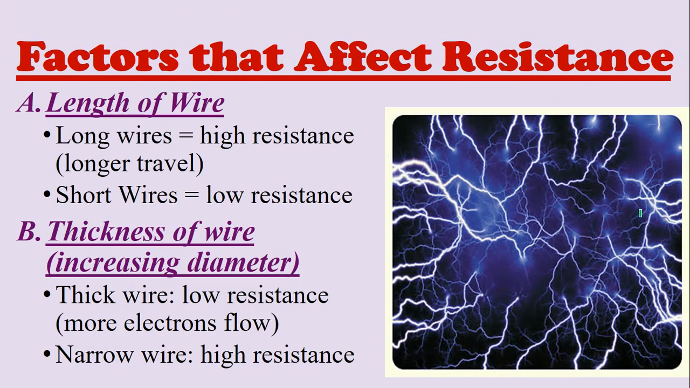And there are a couple of factors that affect the resistance that can factor into current. One, the length of the wire. The longer the wire, the higher your resistance is going to be. Long wire, high resistance, while short wires, low resistance. The reason why is because the longer the wire, the longer the electrons have to flow, and sometimes they hit the side of the wiring, and that could slow them down. The thickness of the wire is a factor too. Thick wires have low resistance, while narrow wires have a high resistance.